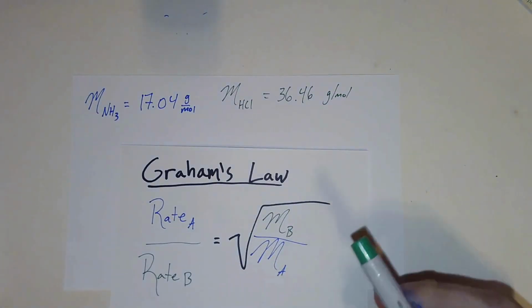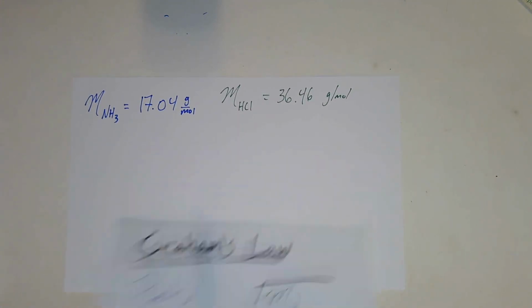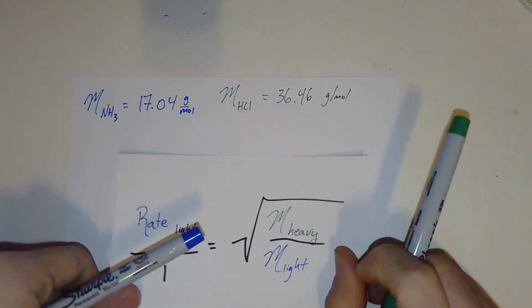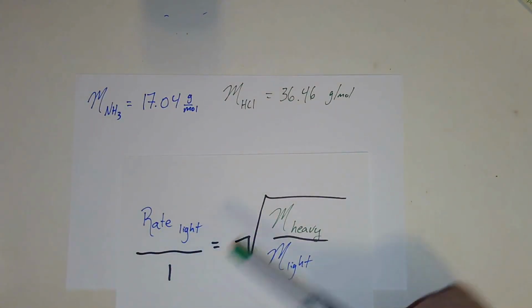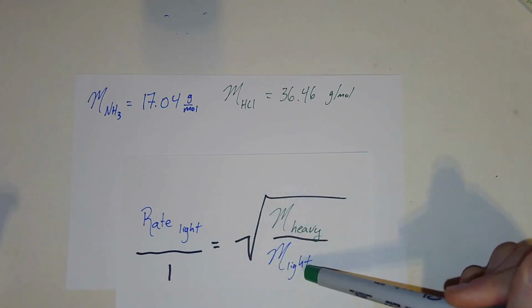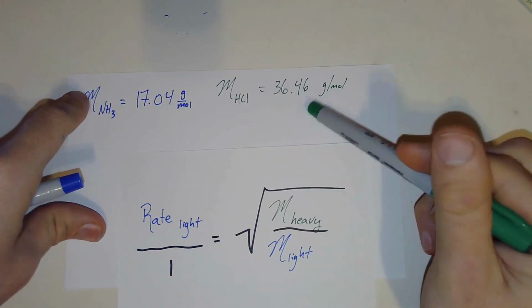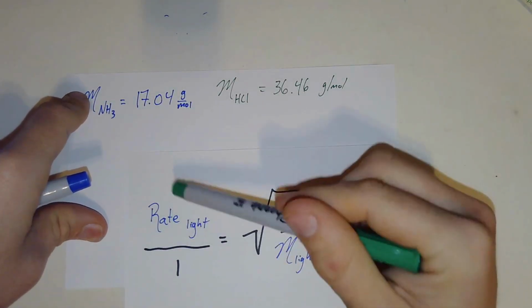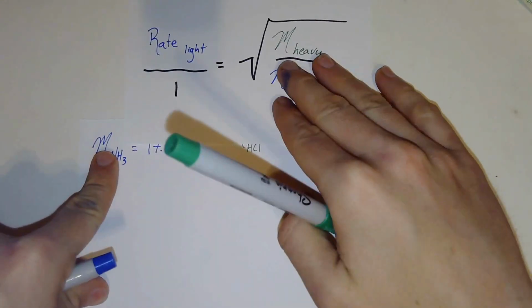Now, we already said that the heavier rate can be defined as 1. So we could rewrite this Graham's law equation in a simpler form, which is the rate of the lighter gas divided by 1 is equal to the square root of the heavier gas divided by the lighter gas. So if I use that and this information here, and I put an x in for this, I should be able to solve the equation. So let's knock that out really fast.